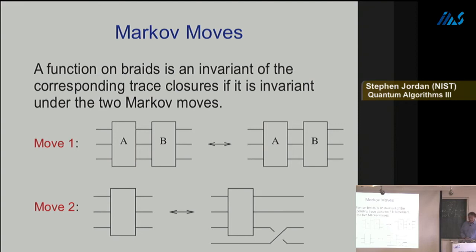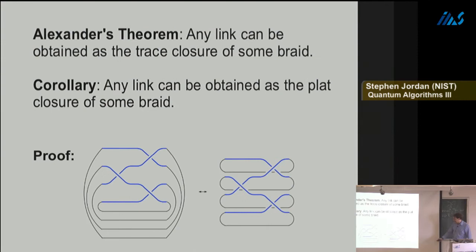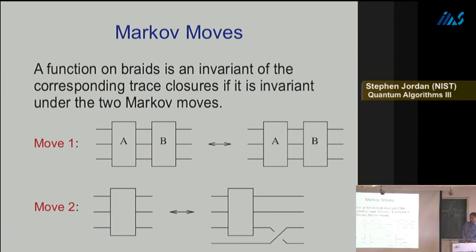Returning to a common theme of this talk, we like to convert topological problems into discrete problems. And we can do that in this case, too. What Markov's theorem says is, if you have some function on braids that is invariant under the two Markov moves, it will be an invariant of the corresponding trace closures of these braids. Recall, that's this thing right here, a link. So if you can find some function on braids that has these invariances, that gives you a link invariant immediately.